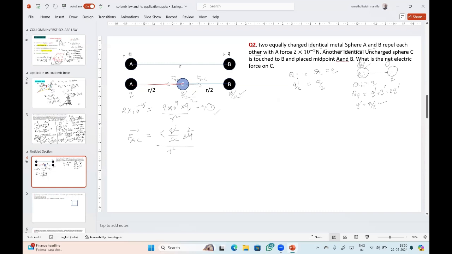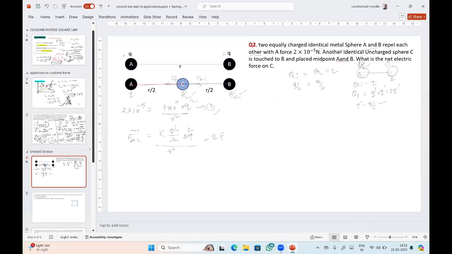By conservation of charge, and equal potential since they are identical, Q1 dash and Q2 dash are equal. That is, Q dash is equal to Q by 2, meaning the charge on sphere B and sphere C is Q by 2 each. Sphere A is Q only. Now the force between A and C is repulsive, and all have similar charges, not same charges, similar charges, meaning positive. Therefore FAC acts in this direction, a repulsive force. FAC is equal to K Q square by (R by 2) square, that is equal to 2 times F.